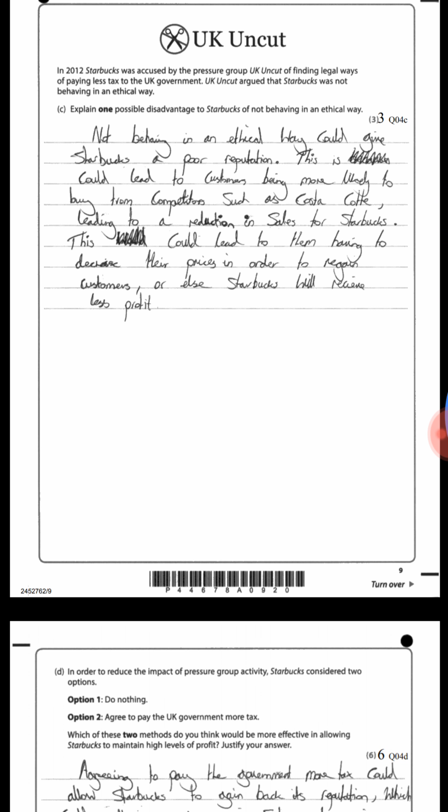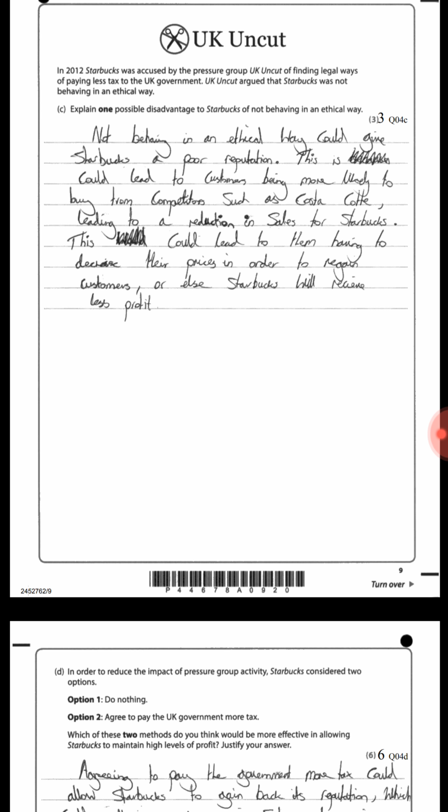Next question is about Starbucks being accused by the pressure group UK Uncut of finding legal ways of paying less tax to the UK government. UK Uncut argued that Starbucks was not behaving in an ethical way. Explain one possible disadvantage to Starbucks of not behaving in an ethical way.